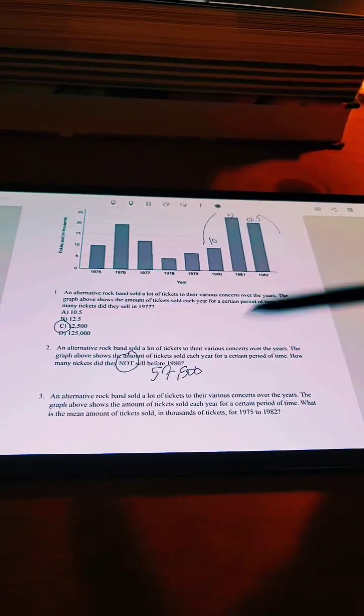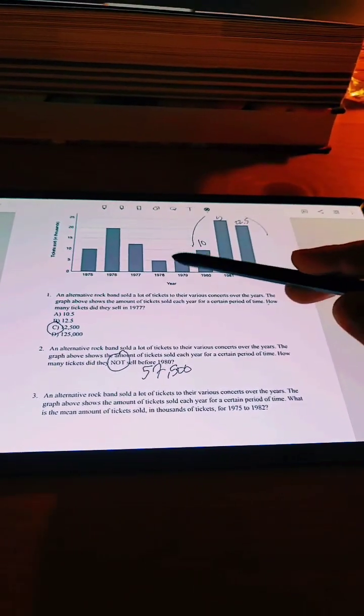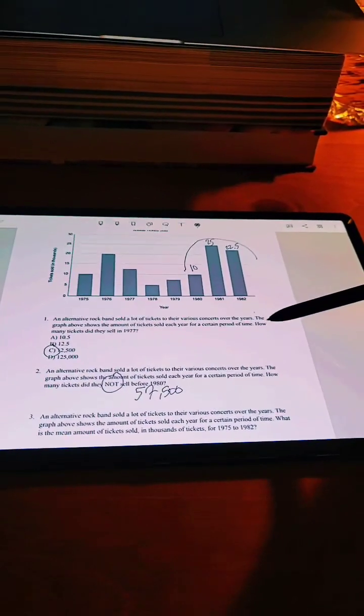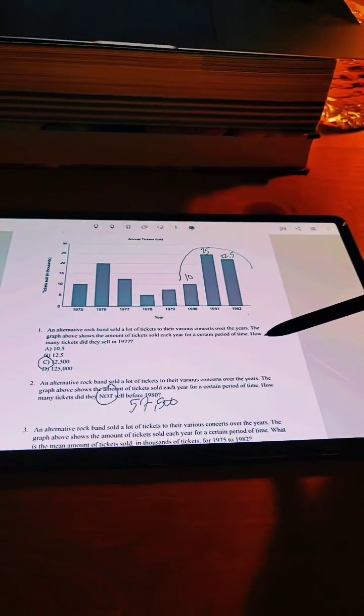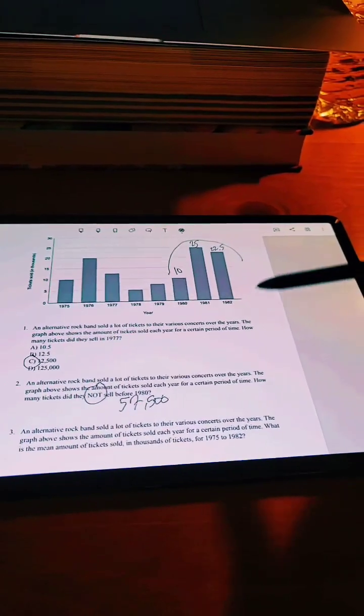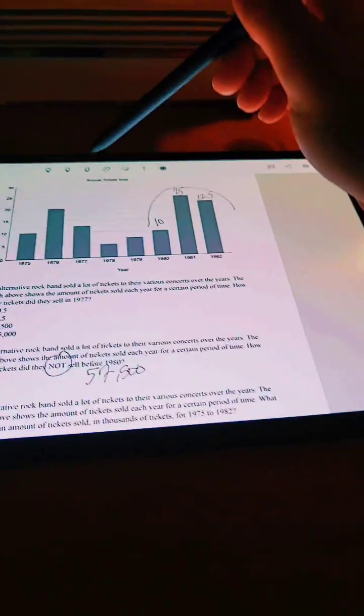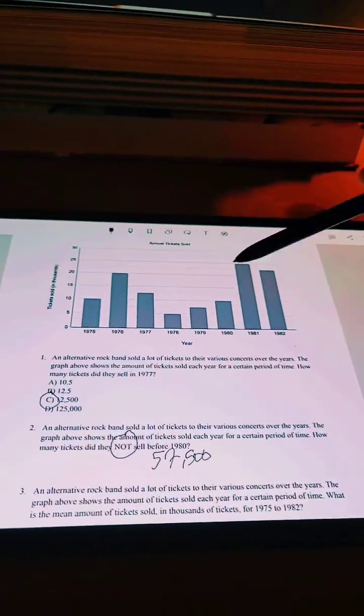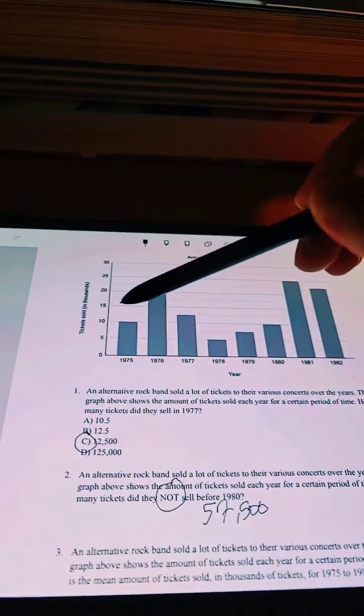Now question number 3 is referring to the same scenario up here, but the question's different. What is the mean amount of tickets sold in thousands of tickets for 1975 to 1982? So we want to find the mean sold in thousands of tickets. That's important as well. So I'm going to erase all this. Well, actually, I should have kept some of those numbers, but we'll just do it all over again.